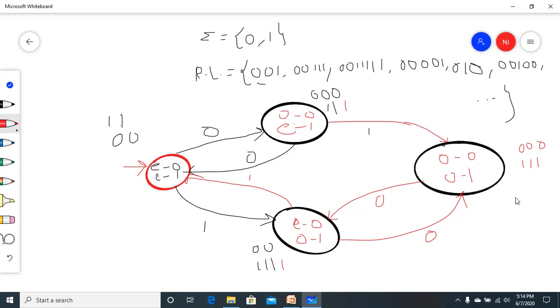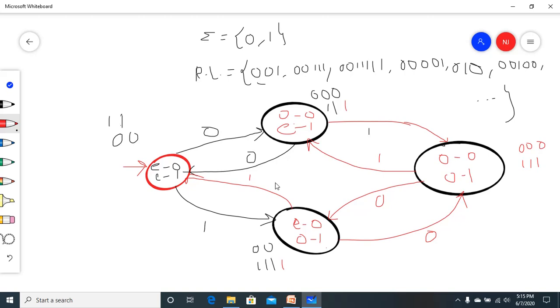Not received any new state. Likewise, if we add an extra one, then it becomes odd number of zeros and even number of ones, meaning here is the state and the state we have to go. So now no more extra states are received. So this is our final structure.